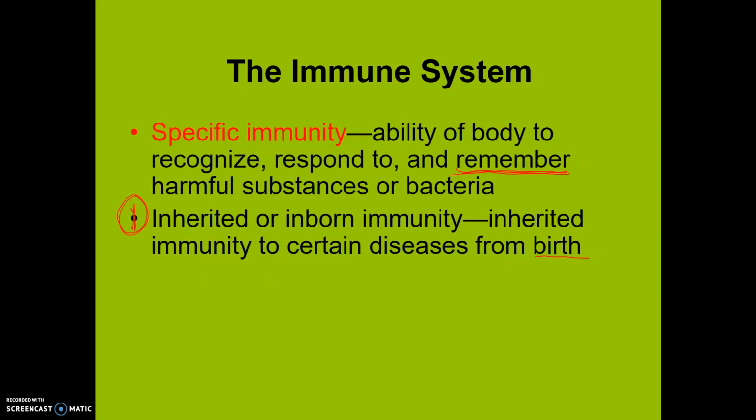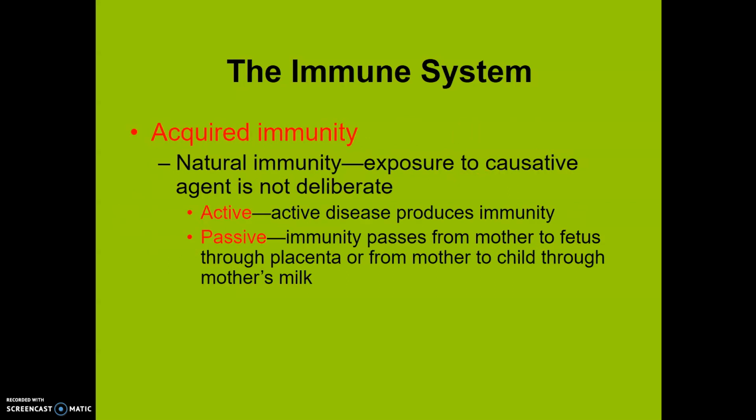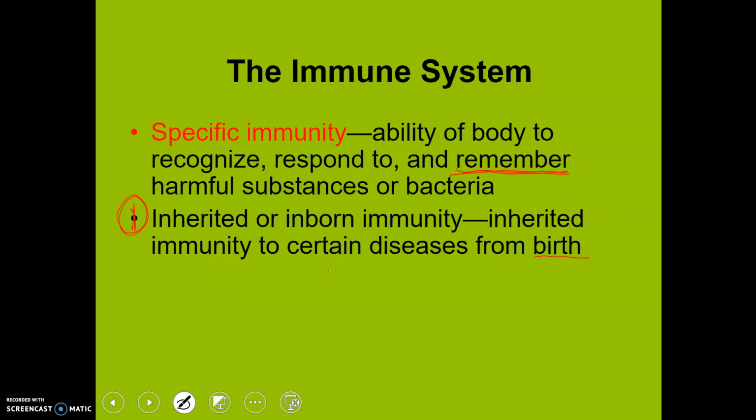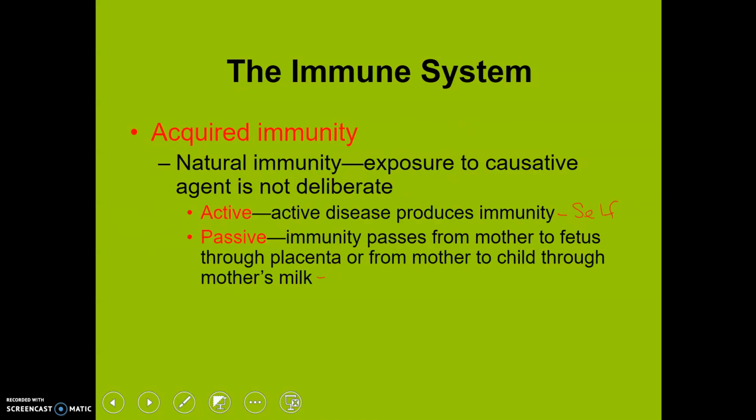So let's come back here. This inherited immunity can also be called acquired immunity. Now, this is natural immunity that is due to exposure to a causative agent. Active is when our own body does this. Okay, so active is self. But the passive, if we go back here, is our inherited, inborn immunity.